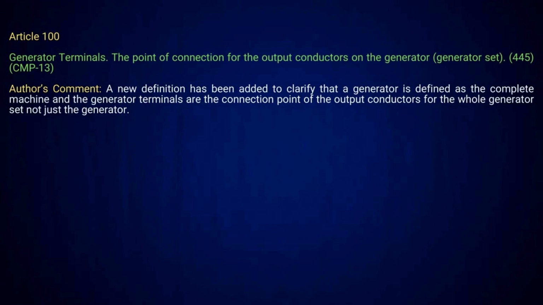All right, so they added a new definition to clarify what generator terminals are, and basically they're just telling you it's the point of connection for the output conductors of the generator. The reason they did this is they wanted to clarify that a generator is defined as the complete machine, and that the generator terminals are the connection point of the output conductors for that whole generator. I think that's probably an important one because there were people misapplying it.